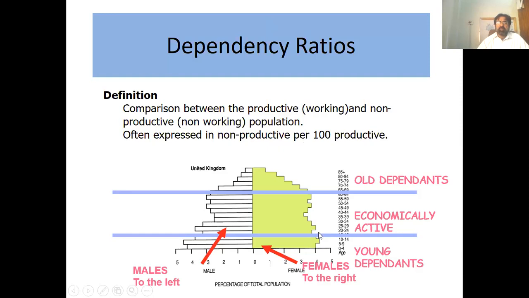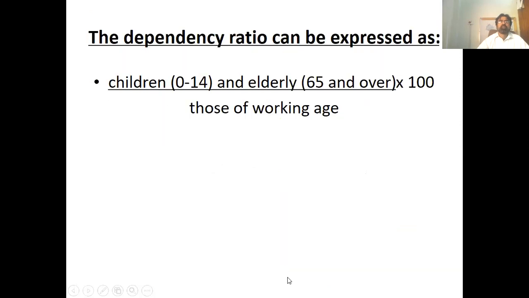Looking at the comparison between productive and non-productive through this population pyramid, the segment of the population who are economically active is from 15 years to 64 years, the people who are older, 65 years and above, make this segment, and below 15 years make this segment. These are the females and these are the males. Both males and females in both segments are dependent, so they will be supported by those people who are economically active. The dependency ratio can be expressed as children 0 to 14 plus elders 65 years and above, times 100, over those of working age.